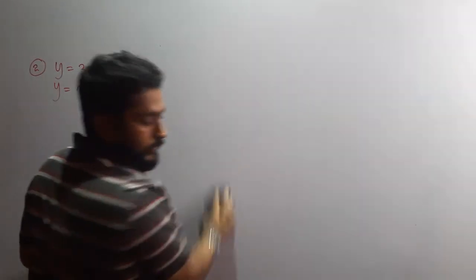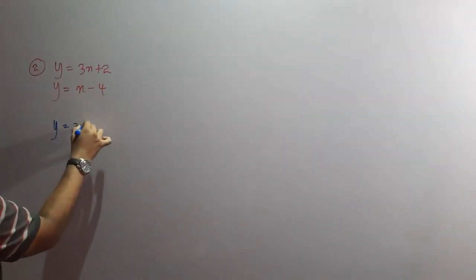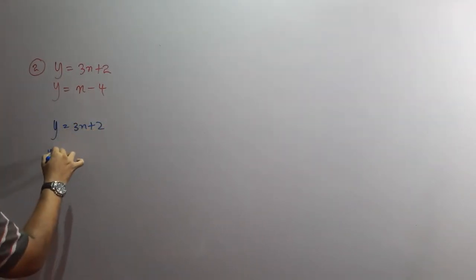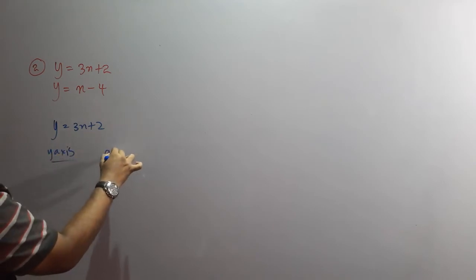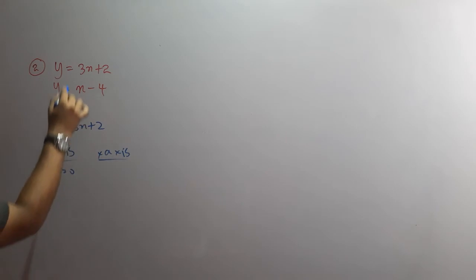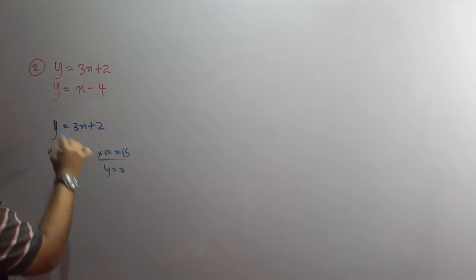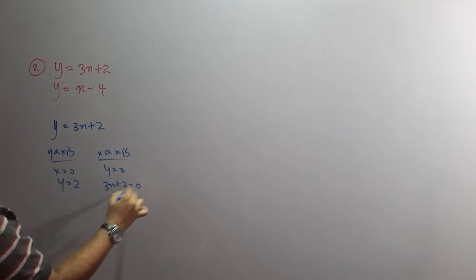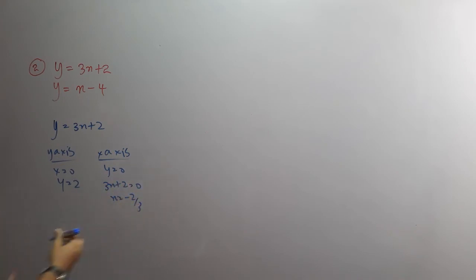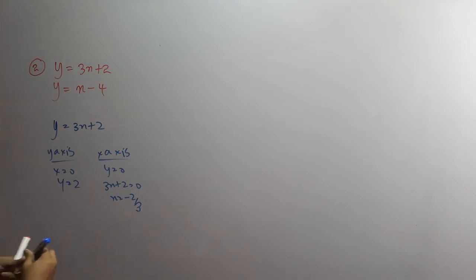Data sets. We are going to form the data sets. First, for this graph, y equals 3x plus 2, the starting point on the y-axis: when x equals 0, y equals 2. For the x-axis, when y equals 0, 3x plus 2 equals 0, so x equals minus 2 by 3.